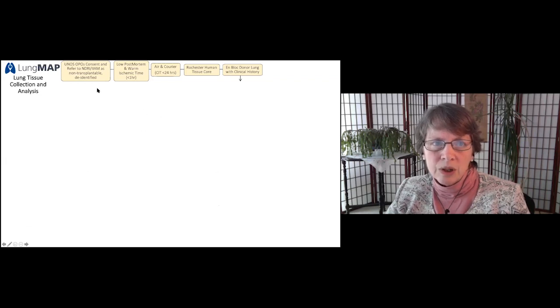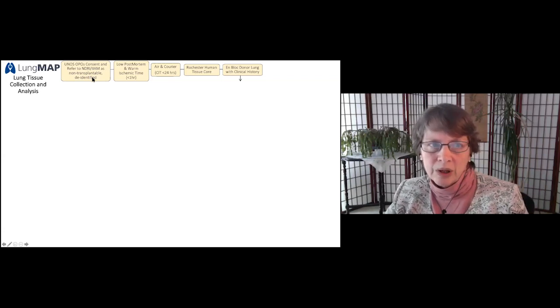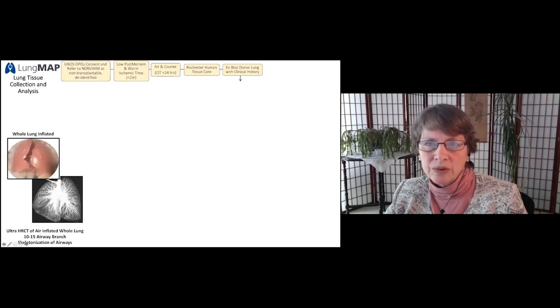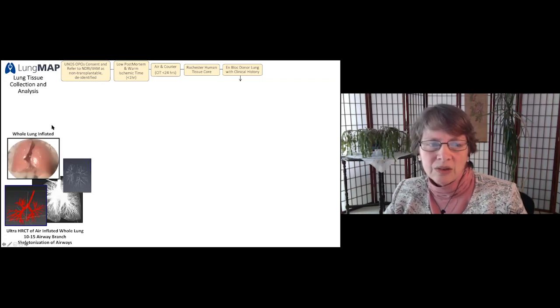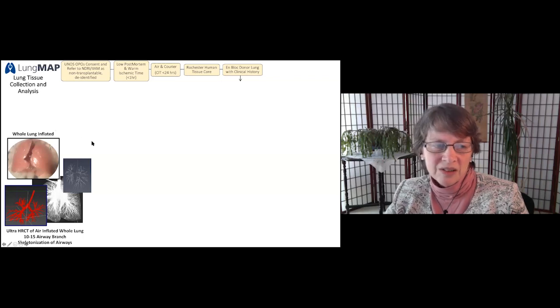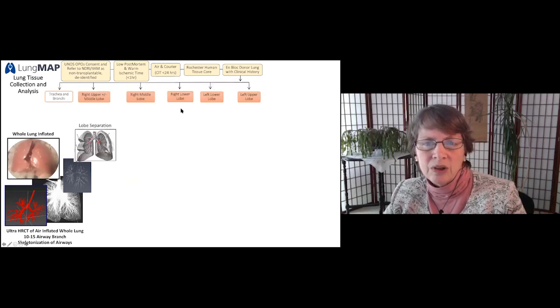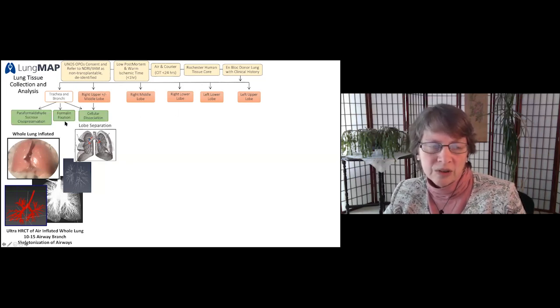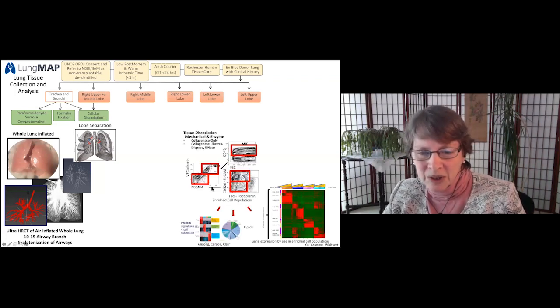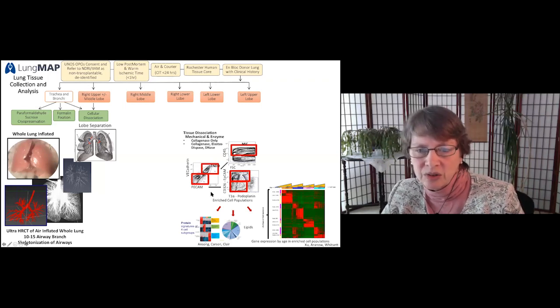So just quickly, we bring in these lungs through the transplant network, through the organ procurement organizations. They come to us as en bloc lungs, sorry. We inflate them with oxygen, we do CT scans, we can do measurements of airways. Each component of these en bloc lungs are processed, frozen, fixed, embedded, or cellular dissociated.